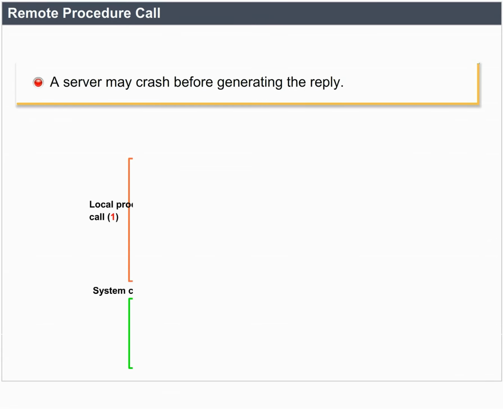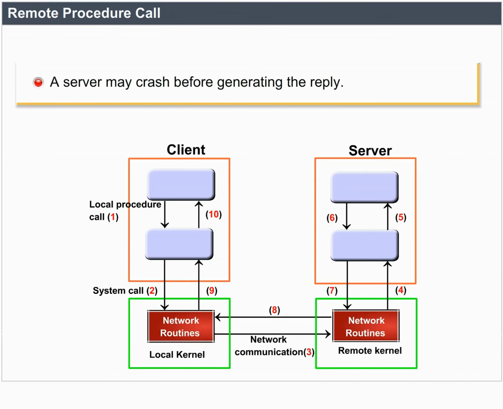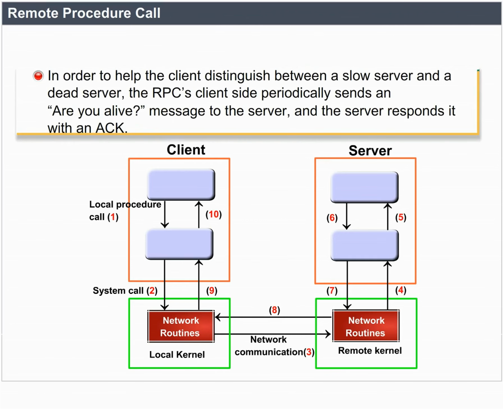A server may crash before generating the reply. To help the client distinguish between a slow server and a dead server, the RPC's client side periodically sends an "Are you alive?" message to the server, and the server side responds with an ACK.